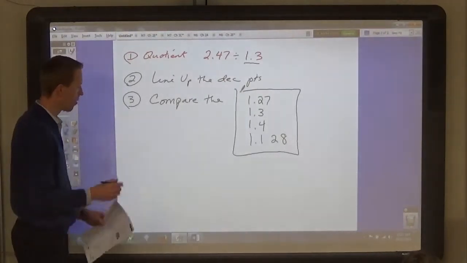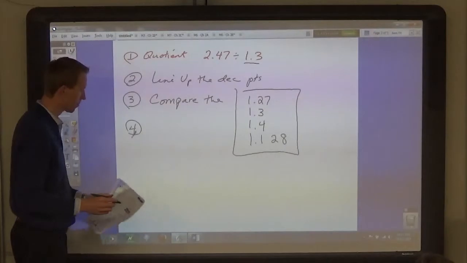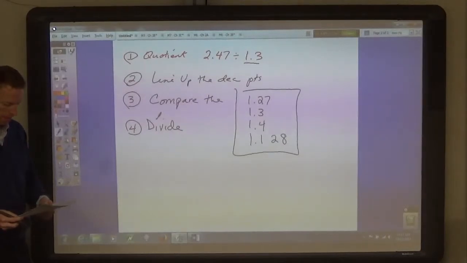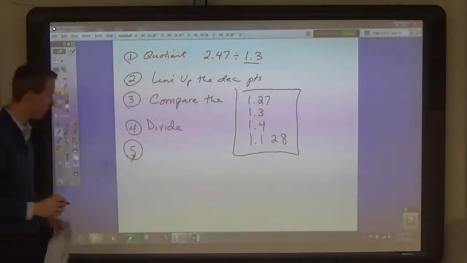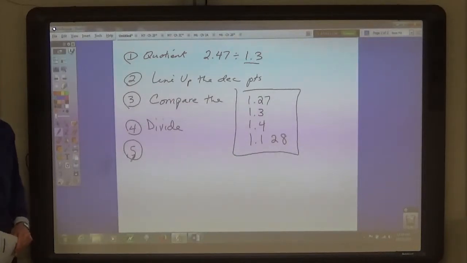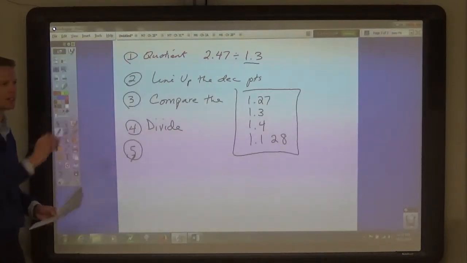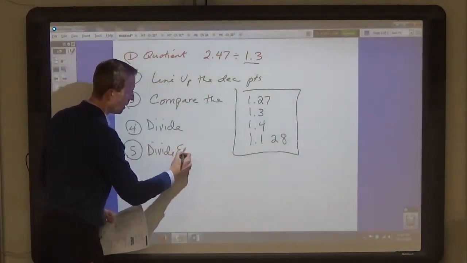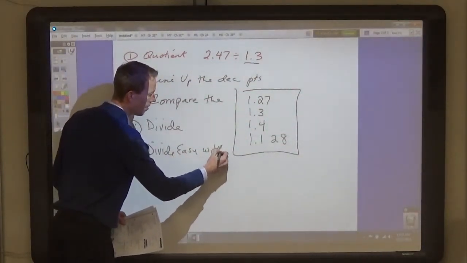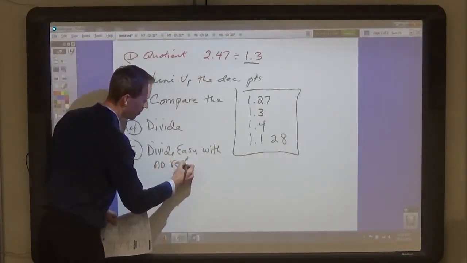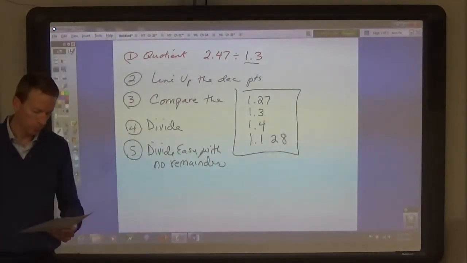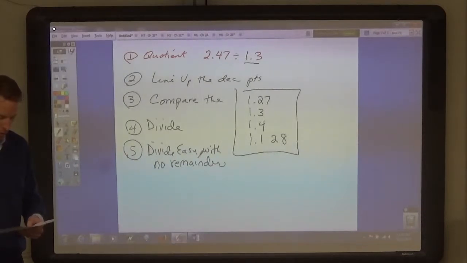Number four, another one with the quotient, more division. Make sure you put the decimal point in the correct place. Number five, it says use compatible numbers. What does that mean? What are compatible numbers, right? Good, divide easy, with no remainder. So round them so that you can divide with no remainder. Okay.